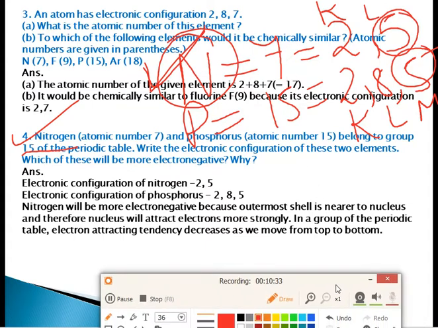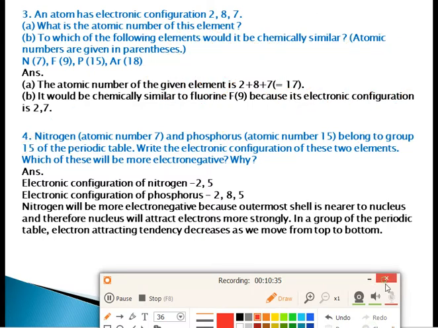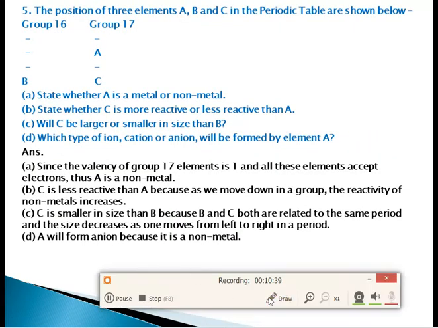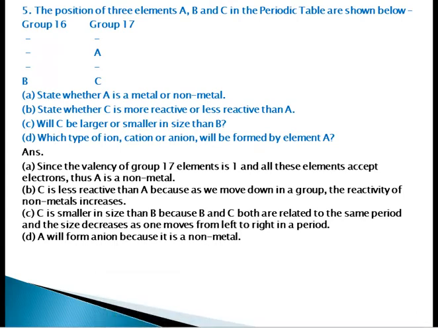So this was the answer of question number 4. Now let's move to question number 5. This question is also from your NCERT textbook. The positions of three elements A, B, C in the periodic table are shown in the figure. Element B is present in group 16. Elements A and C both are present in group number 17.